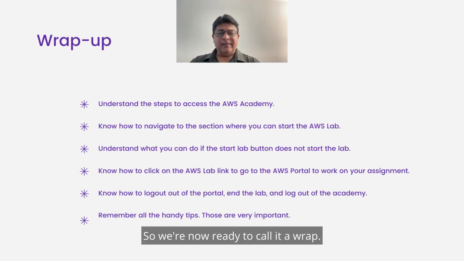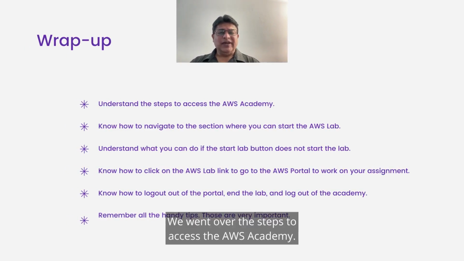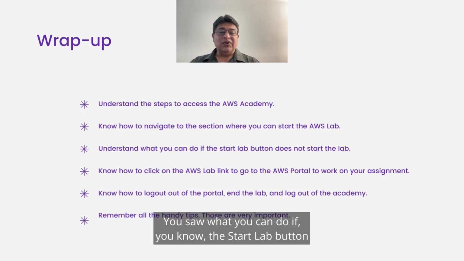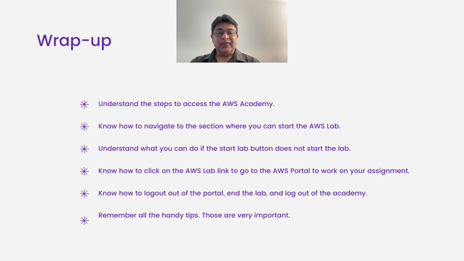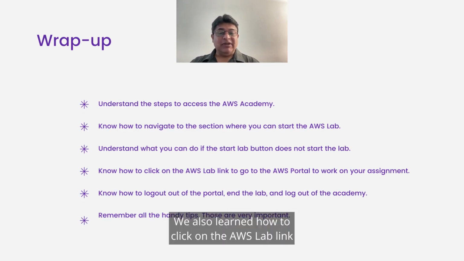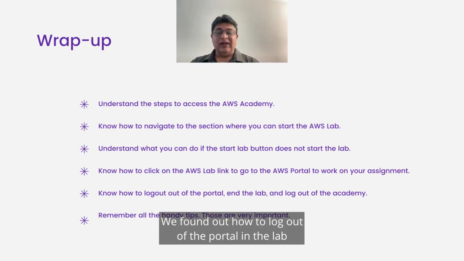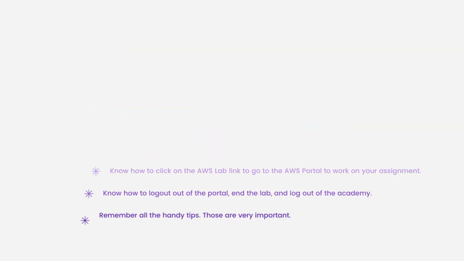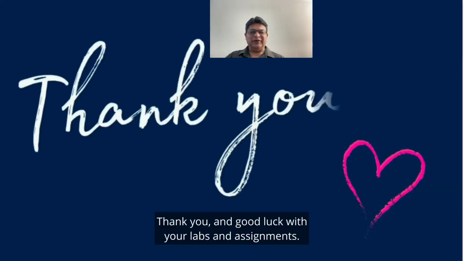We're now ready to call it a wrap. We went over the steps to access the AWS Academy. We learned how to navigate to the section where you can start the AWS Lab. We saw what you can do if the Start Lab button does not start the lab. We also learned how to click on the AWS Lab link to go to the AWS portal to work on your assignment. We found out how to log out of the portal and the lab and log out of the academy. And most importantly, we went over a few tips and things to remember while you're working on your labs. Thank you and good luck with your labs and assignments.